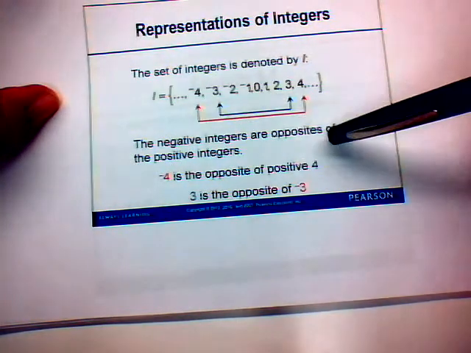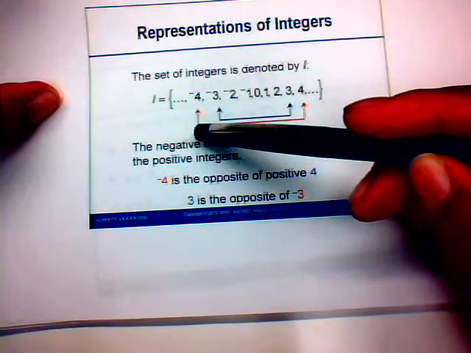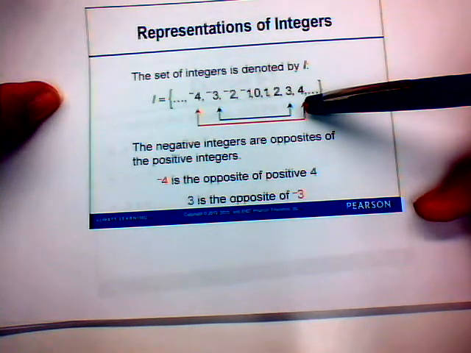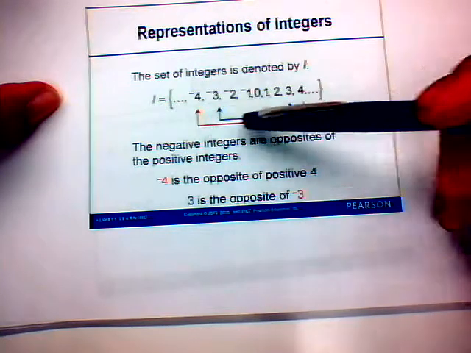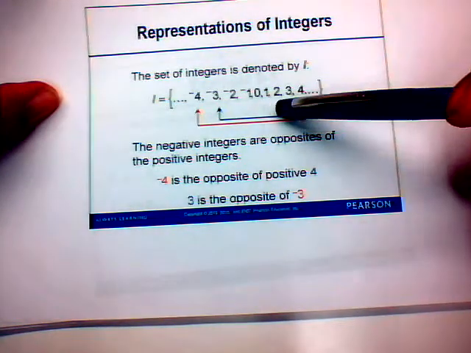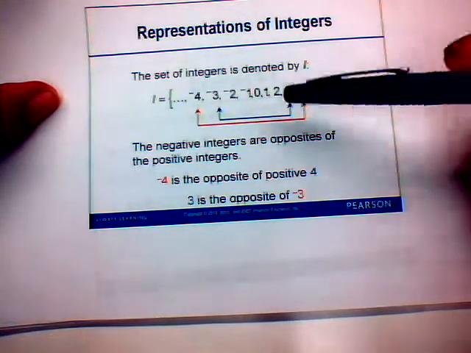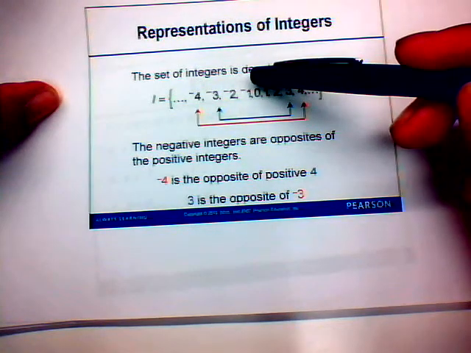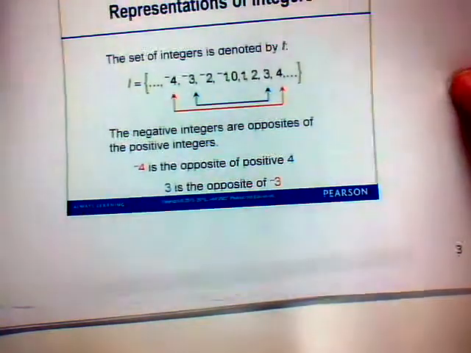The negative integers are opposites of the positive integers, like in this case, negative 4 is the opposite of 4. And 3 is the opposite of negative 3. Okay? So you do have the positive numbers and their opposites. And of course, the opposite of 0 is 0. And also, be mindful that 0 is neither positive nor negative.